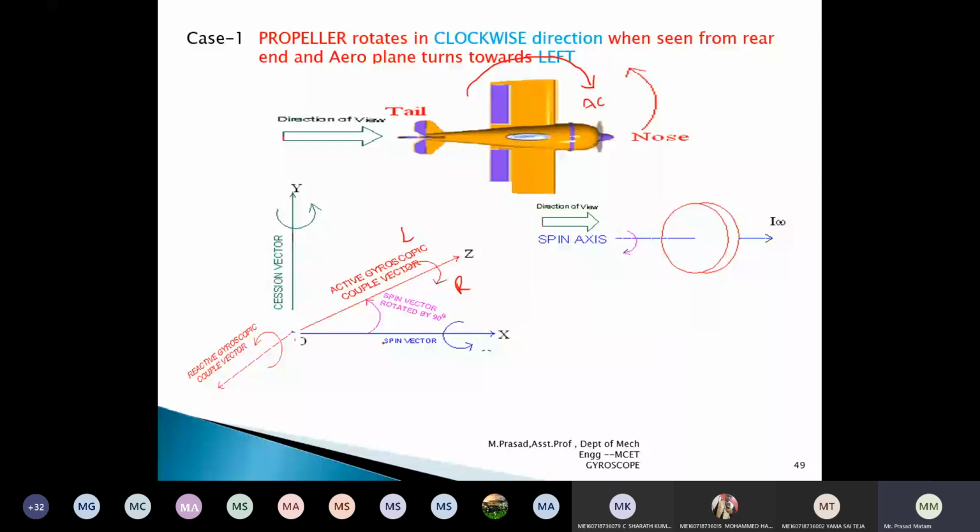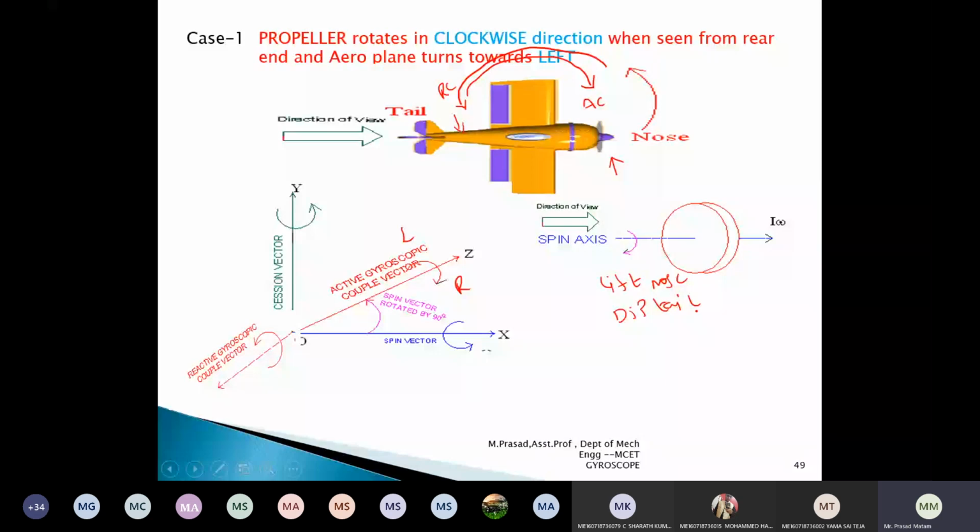What is the reactive couple doing? It is moving from right side to left side. I'm drawing again here from right side to left side. This is my reactive couple. What is the gyroscopic effect here? In this case, the arrow mark is pointing towards the tail, which means the tail is going to get downside. Automatically, nose is getting the upside. So what is the gyroscopic effect here? Lift nose and dip the tail.